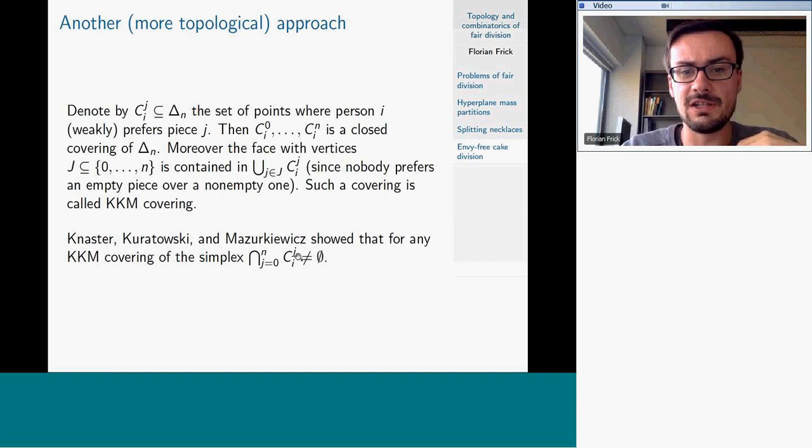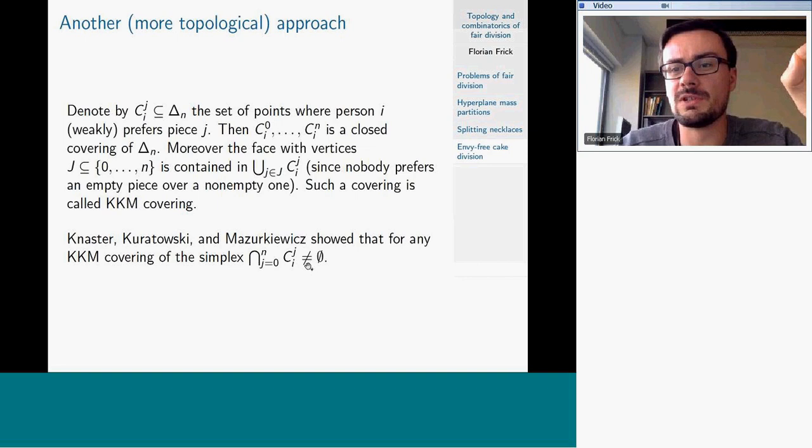In a KKM covering, the intersection of all the sets must be non-empty. The i doesn't even show up, it's just a dummy variable. So we're not interested in this statement. This statement just tells us that there's some cutting of the cake where one person doesn't care which piece they get. That's what the statement says.